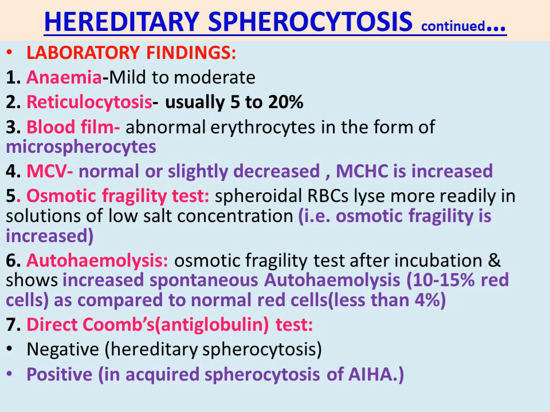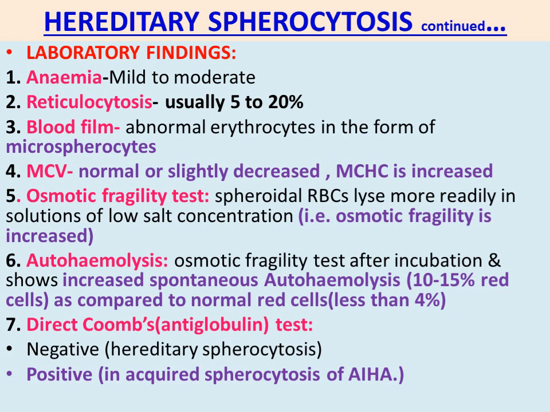This is very important. Spheroidal RBCs lyse more readily in solutions of low salt concentration, so osmotic fragility is increased. Due to the low salt concentration, the red cell membrane becomes fragile, that means they can break easily. So a low concentration salt solution will break the RBCs. This is called the osmotic fragility test.